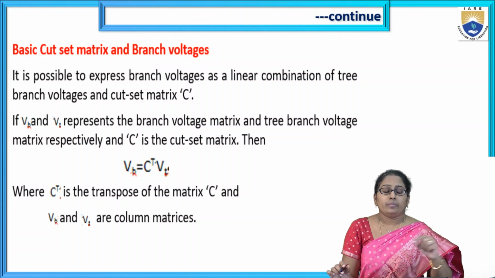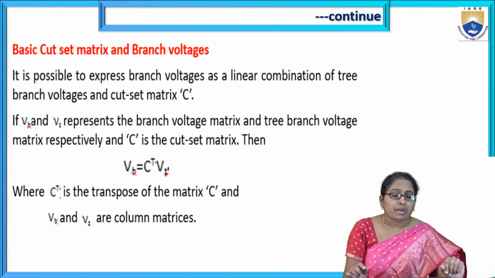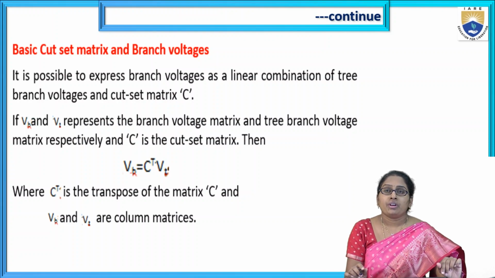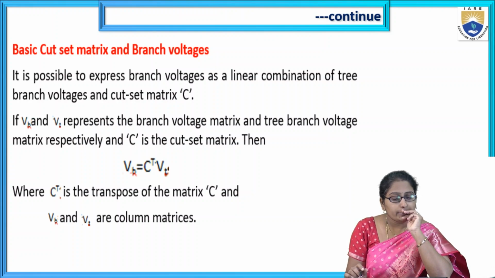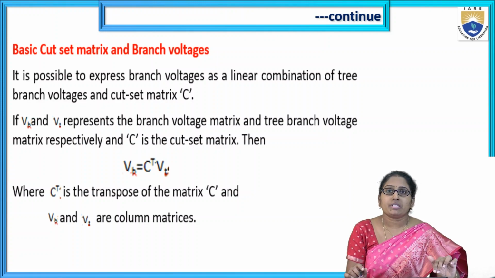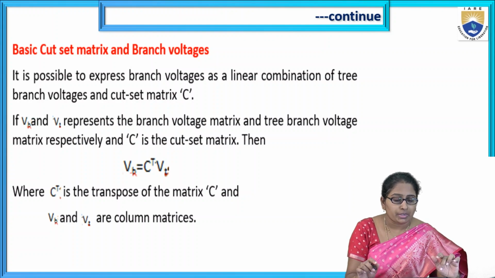Then the cut-set matrix: basic cut-set matrix and branch voltages. Here it is possible to find the branch voltages as a linear combination of tree branch voltages and the cut-set matrix C. Using the cut-set matrix and tree branch voltages, we can find the branch voltages.